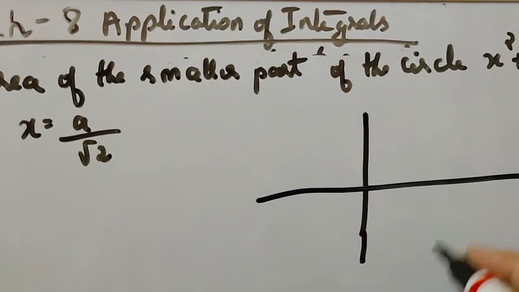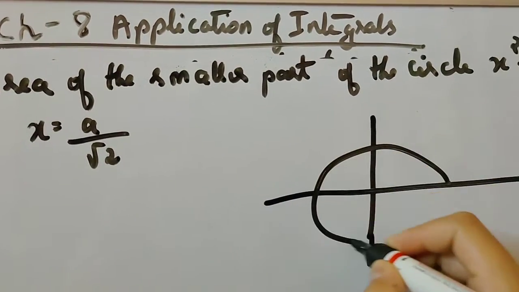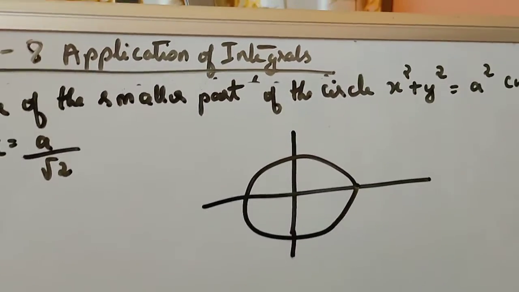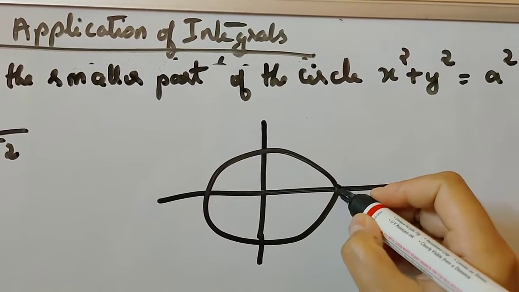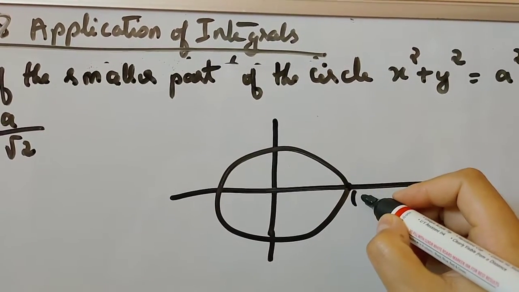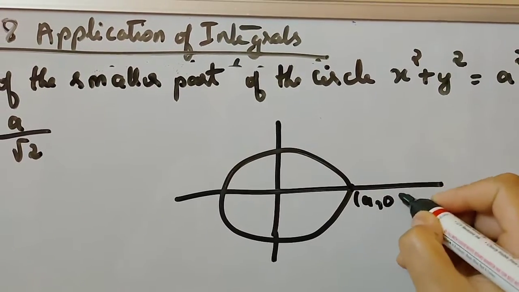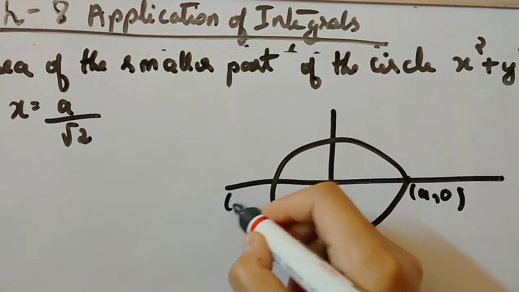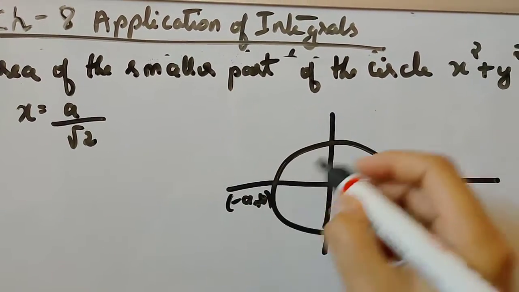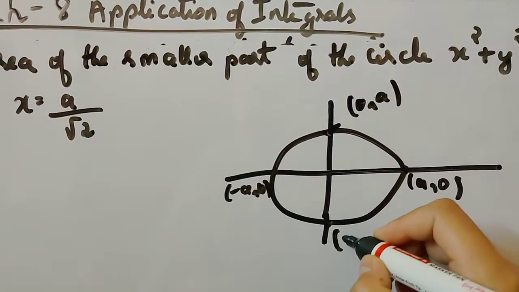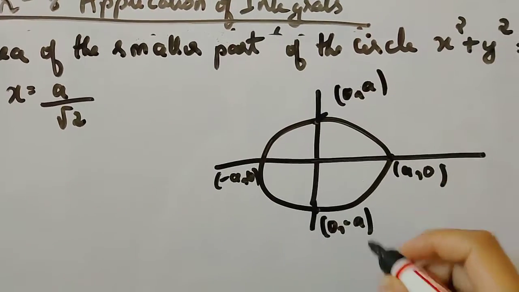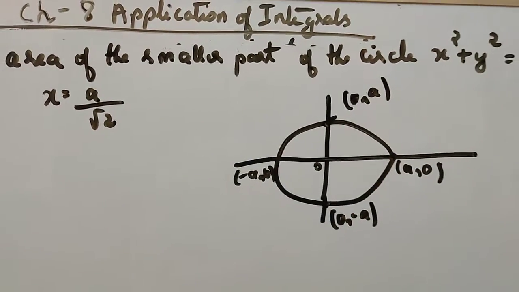Circle is given. Here it's already in standard form, so its radius is a. That means this point's coordinate will be a comma 0. Here is minus a comma 0. And this portion will be 0 comma a. And this will be 0 comma minus a. This is the origin.